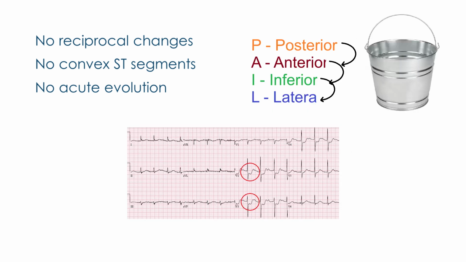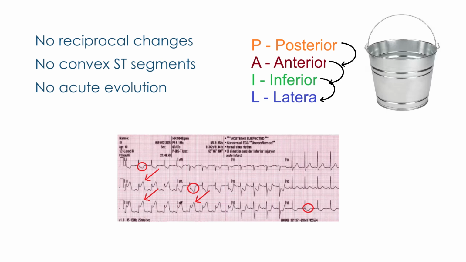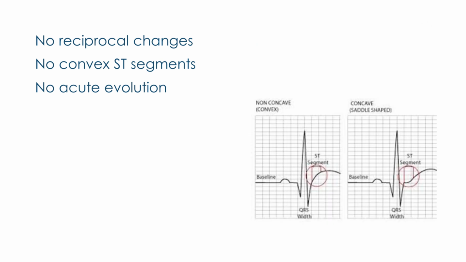Now we can use the PALE mnemonic to determine where our reciprocal changes could be, because we know that a posterior MI, as indicated on this EKG, should give us anterior reciprocal changes. Likewise, an anterior MI will give us inferior changes, and an inferior MI will give us lateral reciprocal changes. When it comes to the shape of the ST segment, convex ST segments are more concerning, like the one on the left, whereas concave ST segments are much more reassuring.